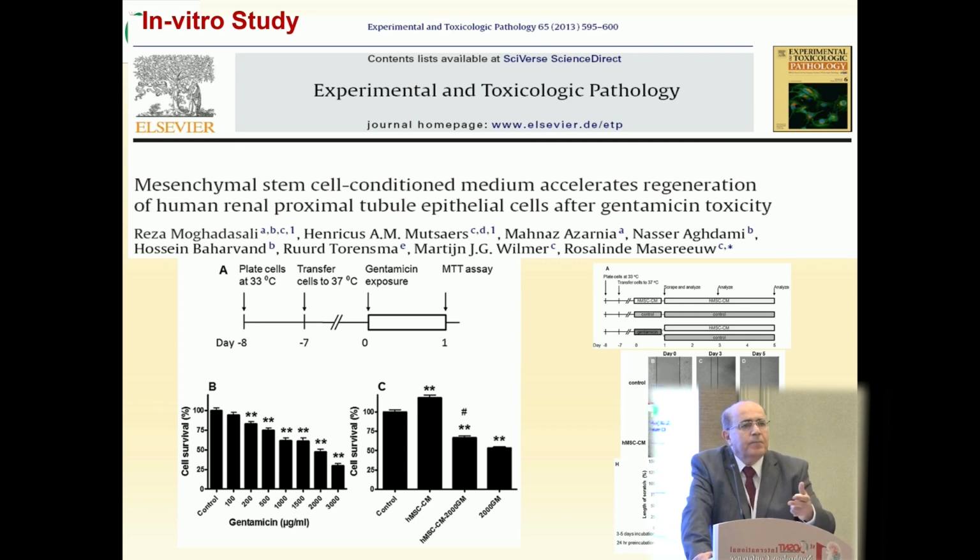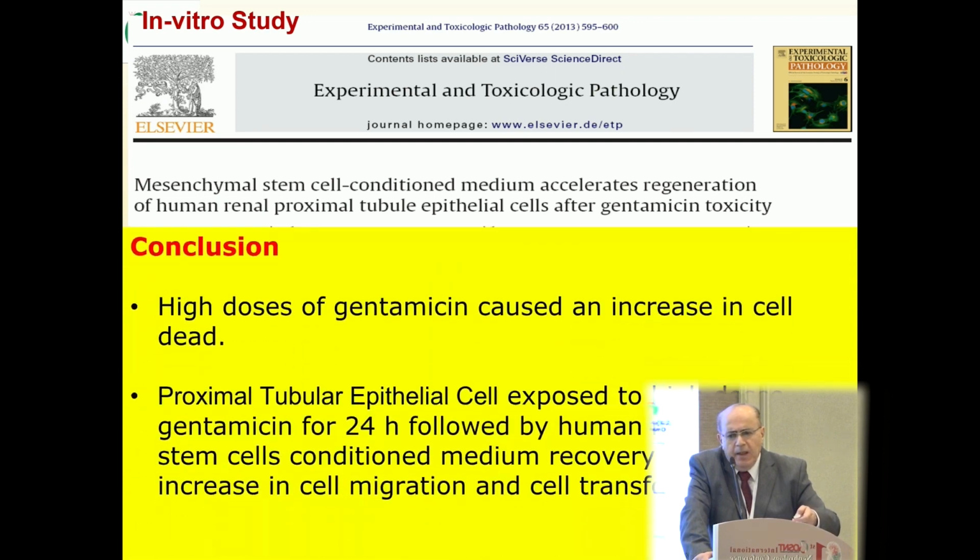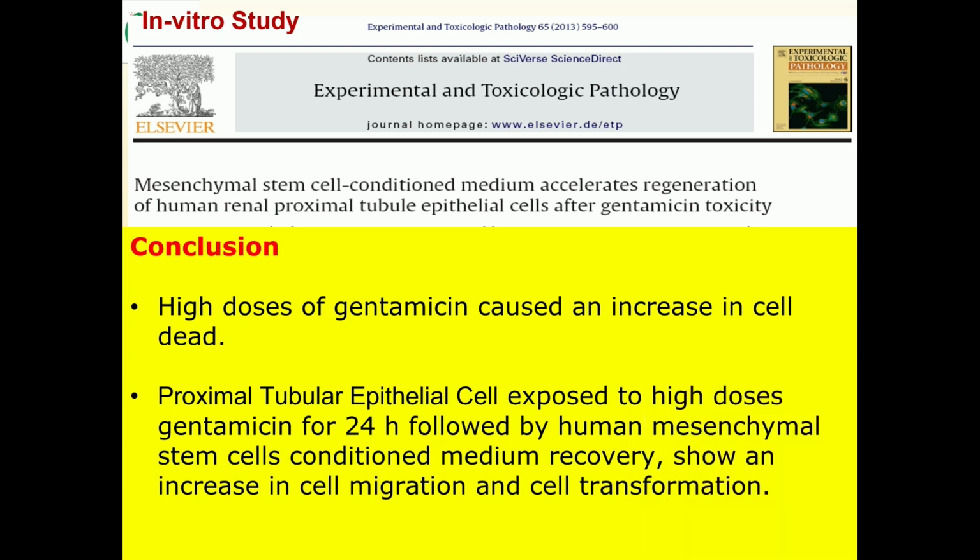You know, this scenario happened frequently, gentamicin toxicity. What to do with those patients? Using injection of mesenchymal stem cell conditioned medium. The conclusion of this study was that the high dose of gentamicin, of course, caused an increase in cell death, and proximal tubular epithelial cells exposed to high dose gentamicin for 24 hours, followed by a human mesenchymal stem cell conditioned medium recovery, show an increase in cell migration and cell transformation, so cell recovery.